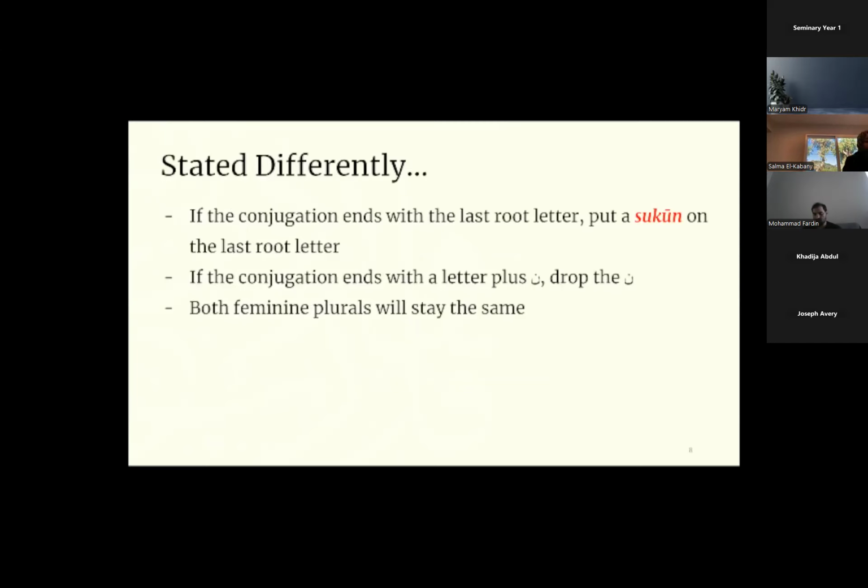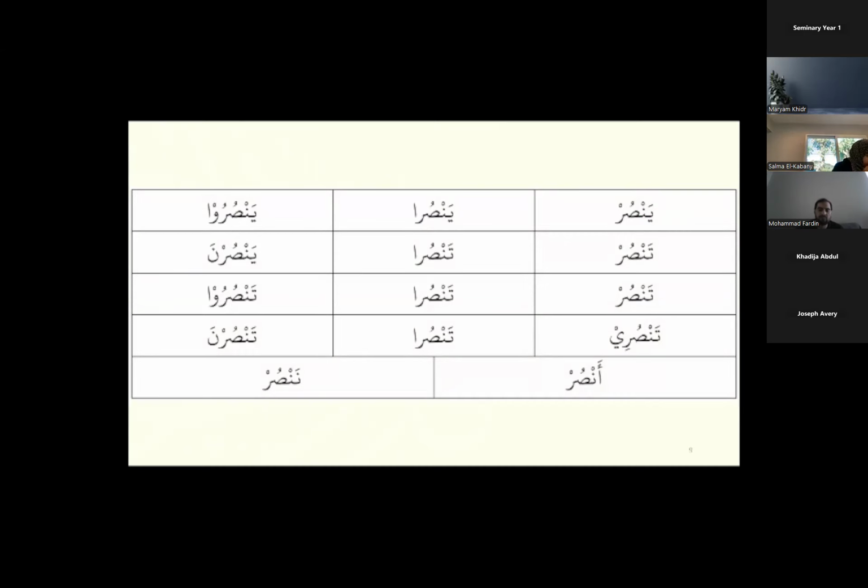Okay. Stated differently, if the conjugation ends with the last root letter, put a sukun on the last root letter. If the conjugation ends with the letter plus a noon, drop the noon. Both feminine plurals will stay the same. So this is how my chart looks in the majzoom i'rab. Yansur, yansura, yansuru, tansur, tansurat, yansurna, tansur, tansura, tansuru, tansuri, tansura, tansurna, ansur, nansur. If you were to look at this chart and the chart that we had in the previous slides for mansub, only these 5 boxes, our al-af'al al-khamsa, would be different. Only my category 1 verbs would be different. Everything else in the chart looks exactly the same.